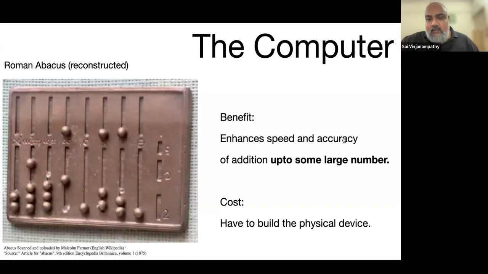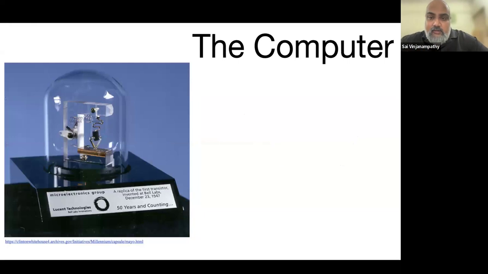And so enhancing the speed and accuracy of addition is yes, but up to some large number, and then you can maybe manage this by doing something, which is you can offline part of the computation, and then you can use it to do small bits of calculation. But what it does is it does enhance both the speed and accuracy, right? So kids who use abacus know this to be a tremendous tool.